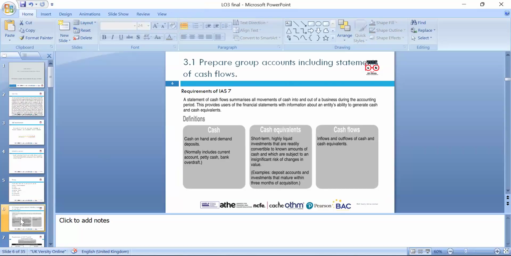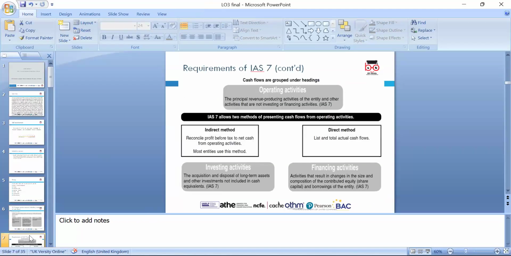Okay, we already had a discussion in the previous lesson about IAS 7, International Accounting Standard 7, which is about preparing the financial statement, which is the cash flow statement. So we can prepare the cash flow statement, and we have three types of activities under the cash flow statement. Either you use the direct or indirect method.